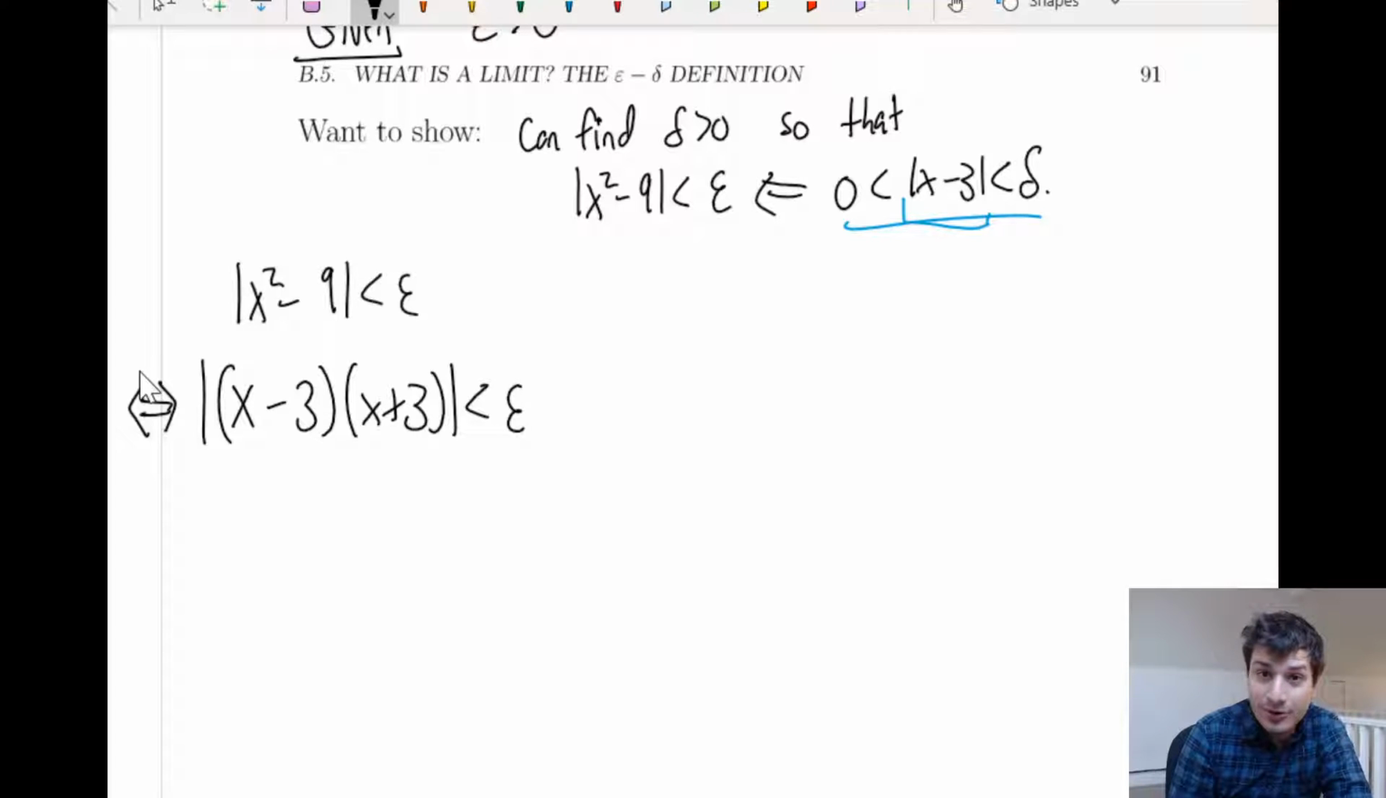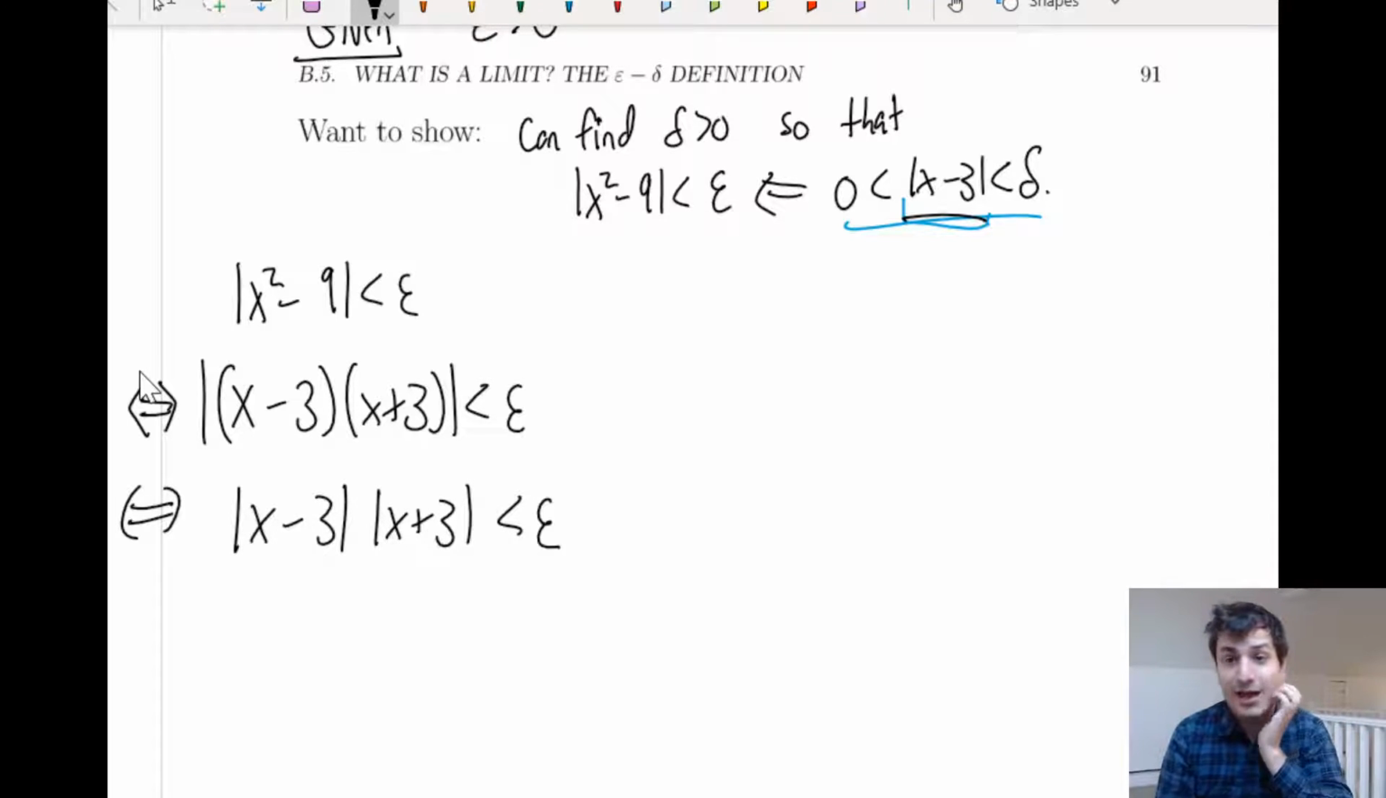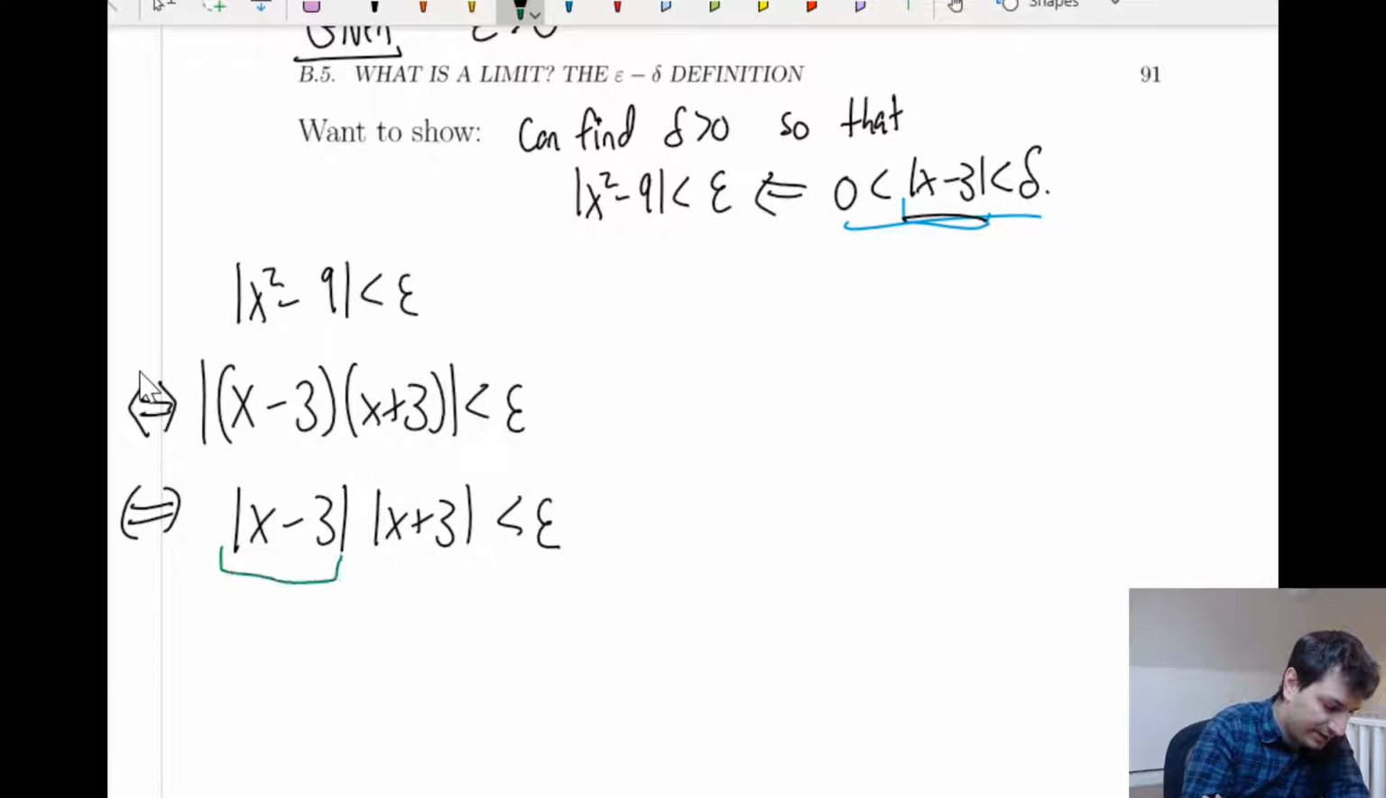Now, I have x minus 3 inside the absolute value, but I would like x minus 3 outside the absolute value. So why don't I just take the absolute values out? The absolute value of x minus 3 times the absolute value of x plus 3 is less than epsilon. Okay, and now we are in the exact same kind of situation we were in in example 7, where we have what we want, the x minus 3. That's what we want.